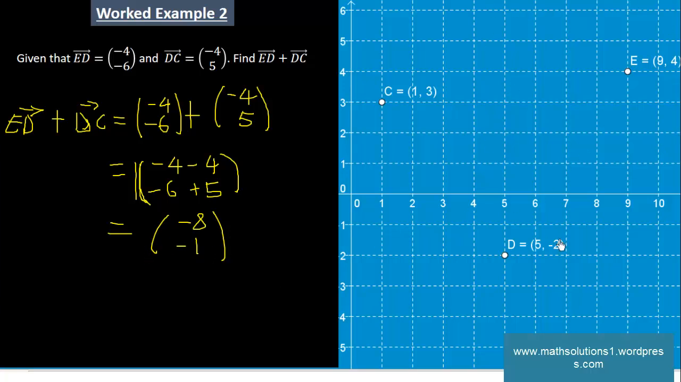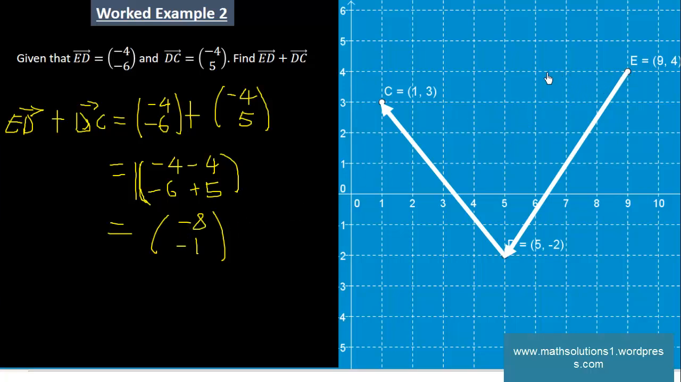So geometrically, addition of vectors has a meaning. We added vector ED, from E to D, to vector DC, and we had (-8, -1) as a result. Now starting from E, we move 8 units in the -x direction. That's the meaning of -8.